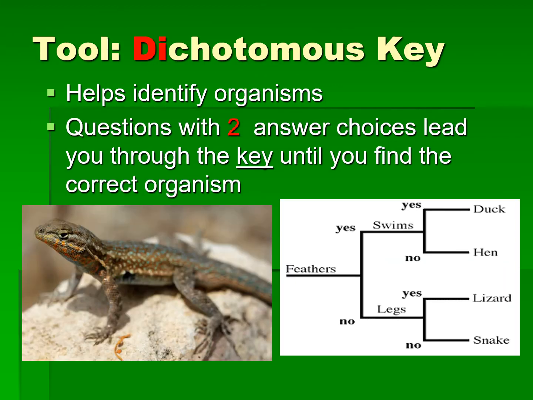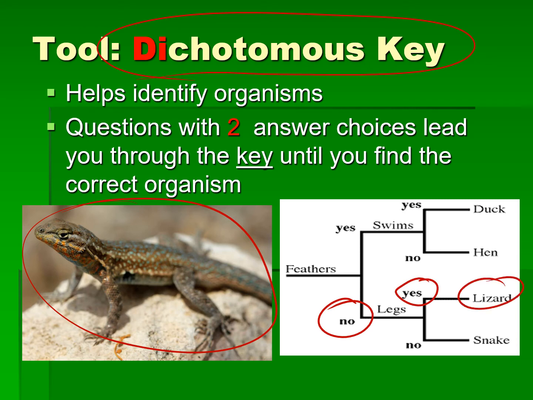All right, the next tool is a dichotomous key. This is like a true-false. So if you had an organism that you found in the wild and you wanted to know what it was, you could go to a dichotomous key and answer some true-false questions about it, right? You would look at this animal and say, does it have feathers? Yes or no. In this case, we would say no. Does it have legs? Yes. Okay, it's a lizard, right? And then once we got to lizard, we could go into a different dichotomous key and narrow it down further.